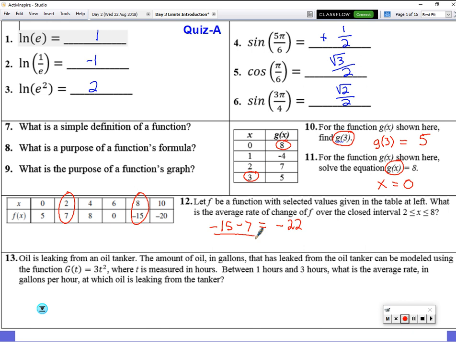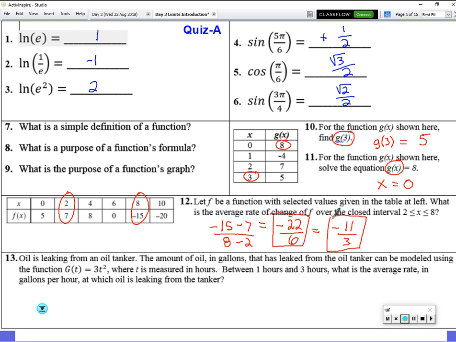That occurs over an input change from 8 to 2. The input's going up. So when the input goes up 6, the output drops 22. So this is a perfectly valid answer, because on the AP test you don't have to simplify. If you chose to simplify, it is also valid.